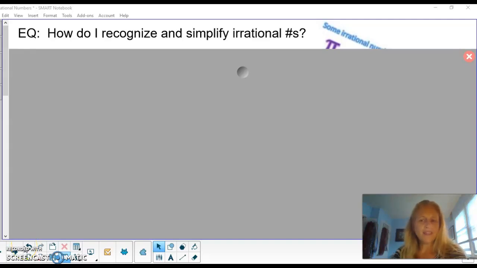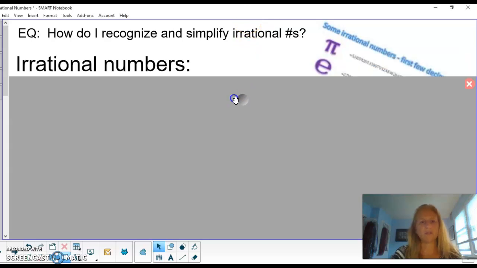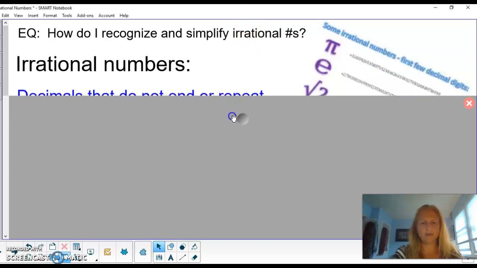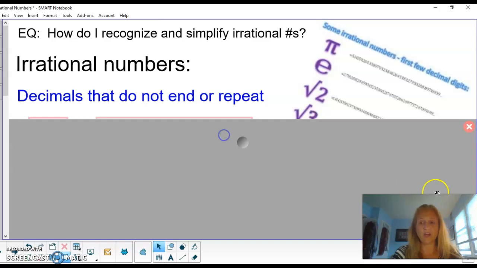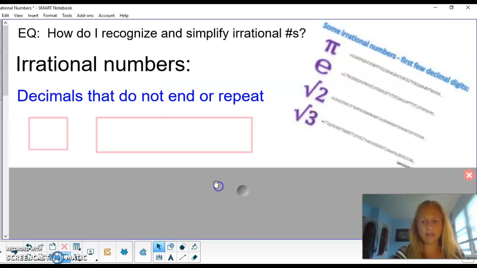After watching that video, you should now be experts on irrational numbers. And this brings us to our next part, which is recognizing and simplifying irrational numbers. What's an irrational number? Well, according to that video, it is a decimal that does not end and does not repeat. What is the most famous irrational number of all? You all should know it now after the video.